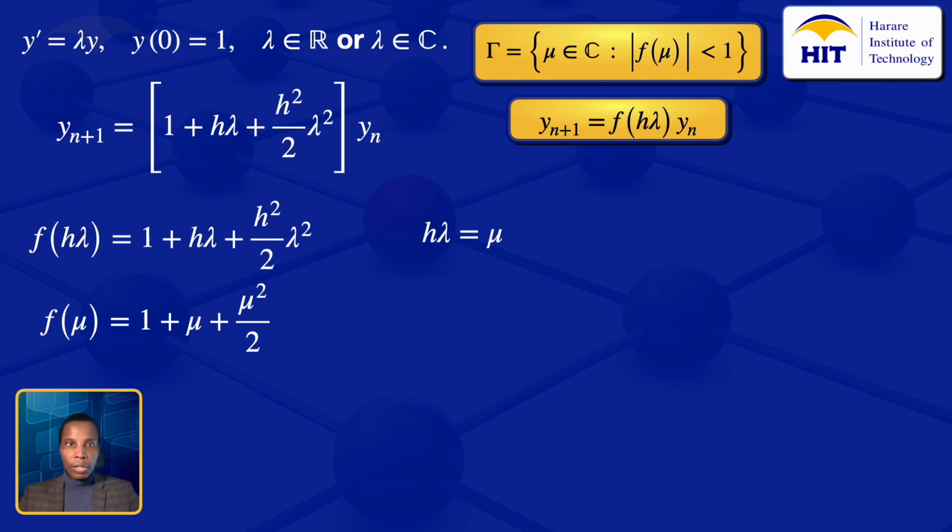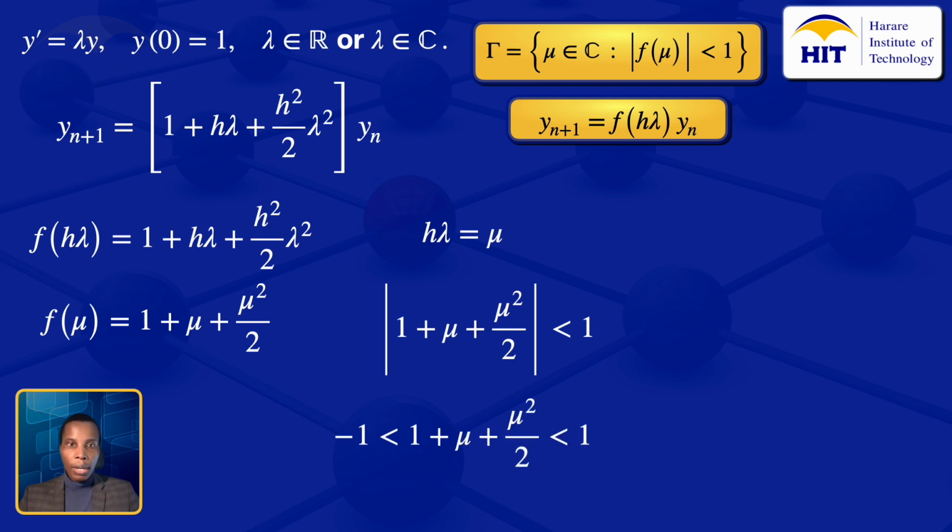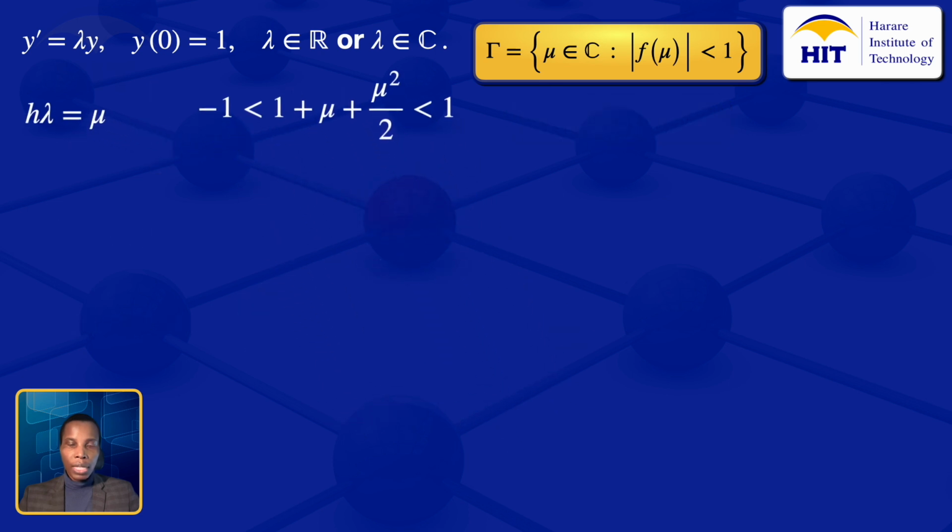So we will have the absolute value of 1 plus mu squared divided by 2 is less than 1. But when we are having an absolute value, if you still recall, it will be saying that that value is less than 1 or greater than minus 1. So we can write that absolute value as an inequality. So we'll be having minus 1 is less than 1 plus mu squared over 2, then less than 1. So that's the inequality that we are having.